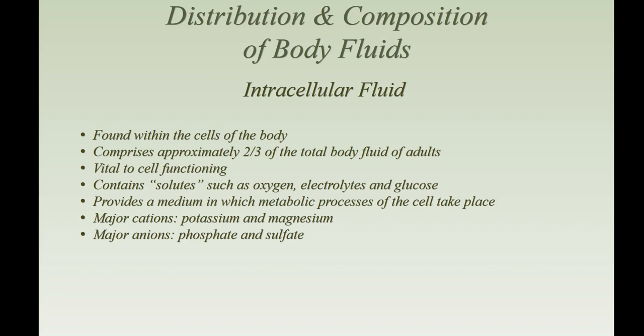It's little, right? So if it's little in the vasculature, it makes sense that it would be bigger in the cell. Does that make sense? Okay. So the major cations are potassium and magnesium. The major anions would be phosphate and sulfate. So just something to think about.